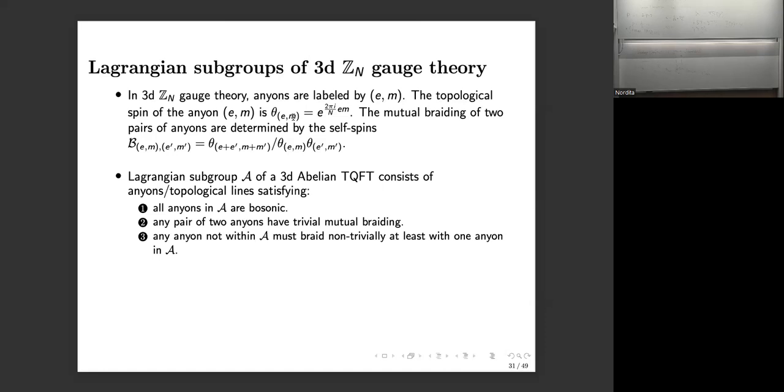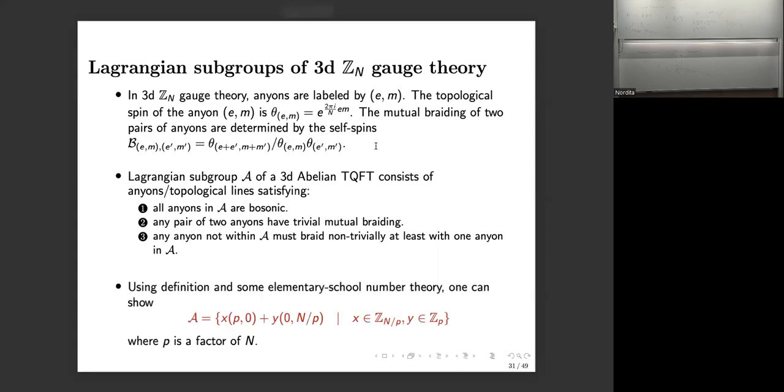So first of all, the anyons in the Lagrangian subgroup must be bosonic. And second, any pair of the two anyons must also have trivial mutual braiding. But this is implied by the first condition, because the trivial mutual braiding is determined by the self-statistics. And lastly, any other anyon that is not within this Lagrangian subgroup must braid non-trivially with at least one of the anyons in the Lagrangian subgroup.